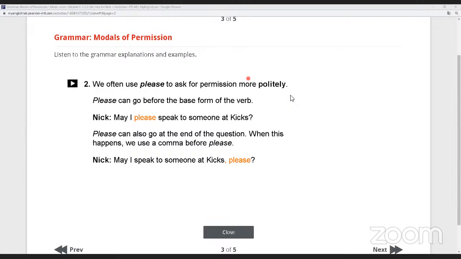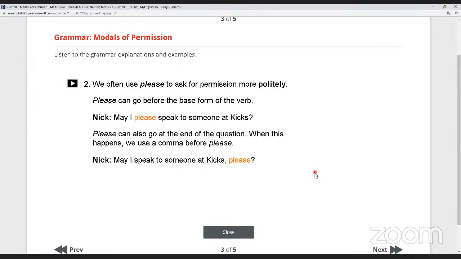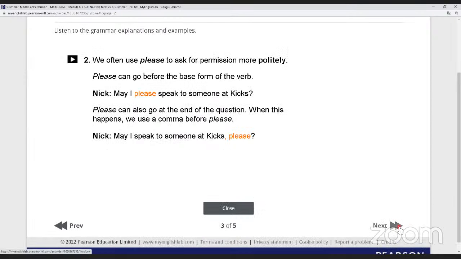Jose, do you have any question maybe? Yes, what is the most common use of please? The first one. Yes, the first one is more common, and the same happens with all the modals. You can place it in the middle. The second one is most useful when you write. It's very common to place it at the end with a comma. But in spoken English, the first one is most useful. All right, so let's continue then.